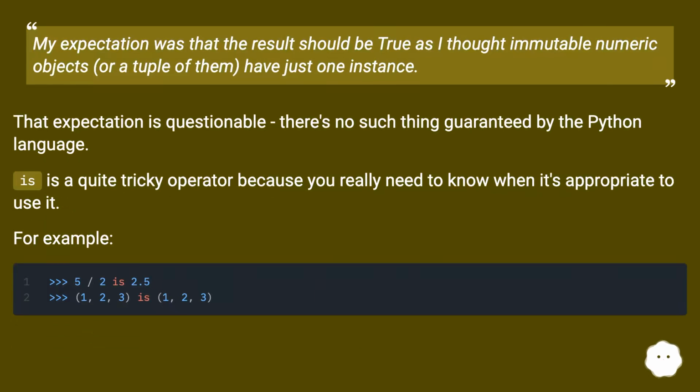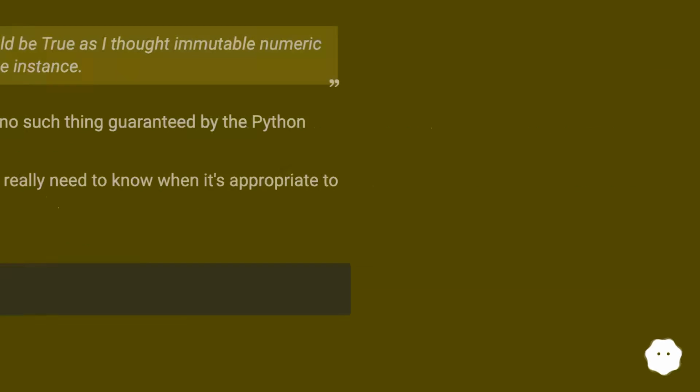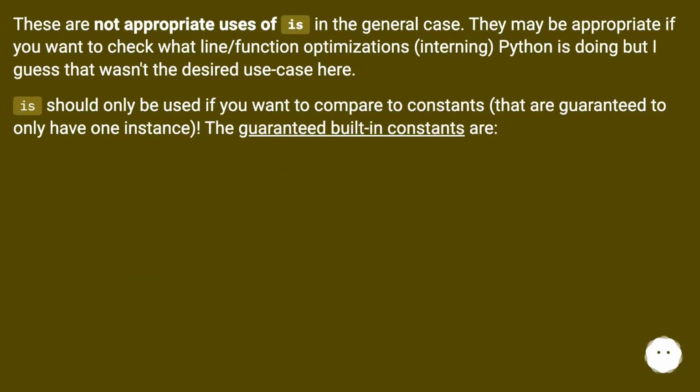My expectation was that the result should be True, as I thought immutable numeric objects, or a tuple of them, have just one instance. That expectation is questionable. There's no such thing guaranteed by the Python language. `is` is a quite tricky operator because you really need to know when it's appropriate to use it. For example, these are not appropriate uses of `is` in the general case. They may be appropriate if you want to check what line/function optimizations interning Python is doing, but I guess that wasn't the desired use case here.